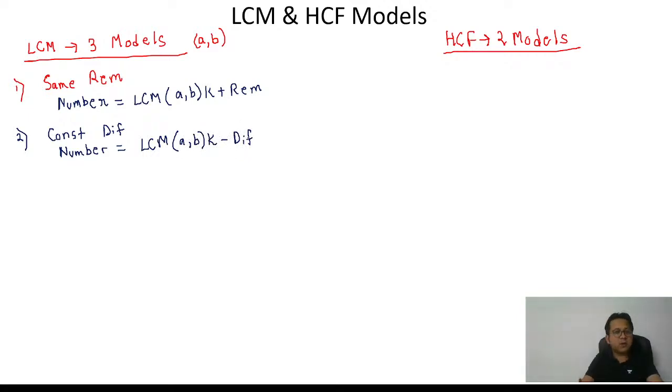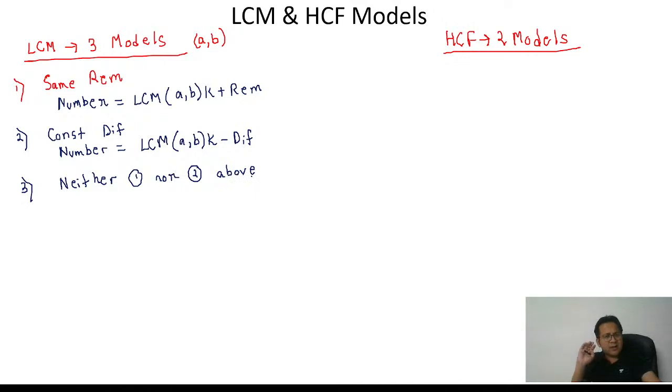Right? And question number 3 is neither 1 nor 2. So neither 1 nor 2 above will be model 3. If it doesn't fall in scenario 1 or scenario 2, it will be scenario 3. I'm not getting into the details of how you solve it, but remember there was a third model also where you did not have direct formulas, but you used to solve it manually.